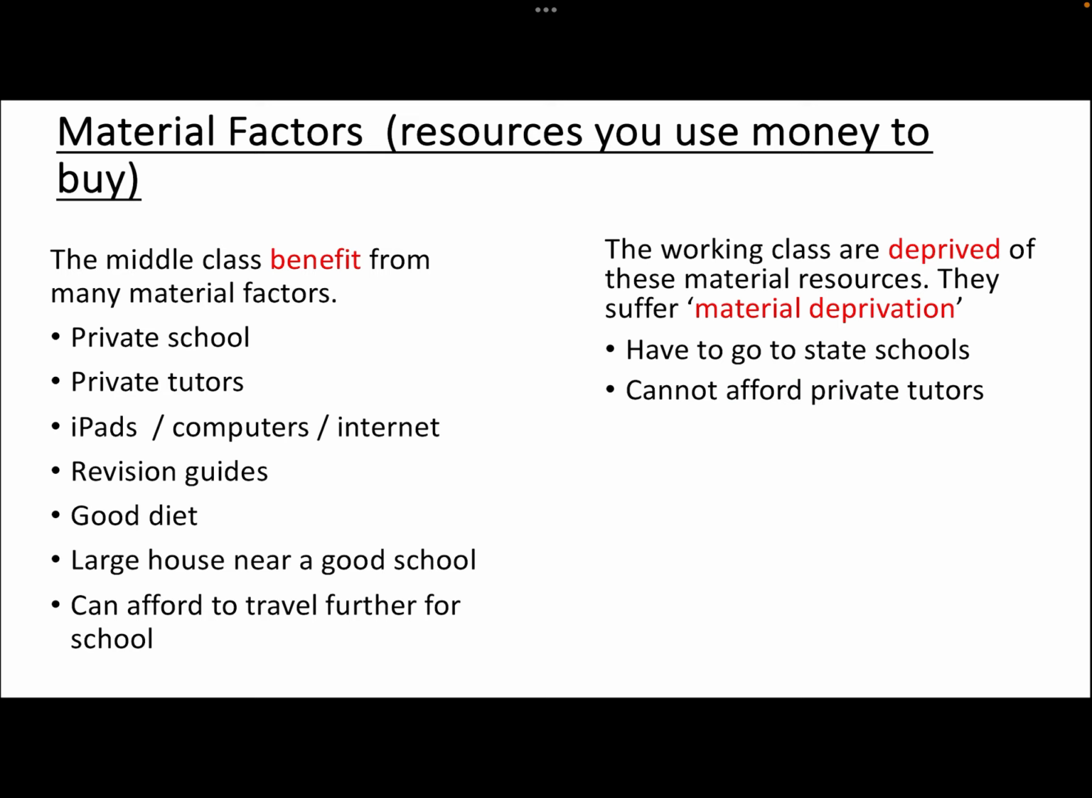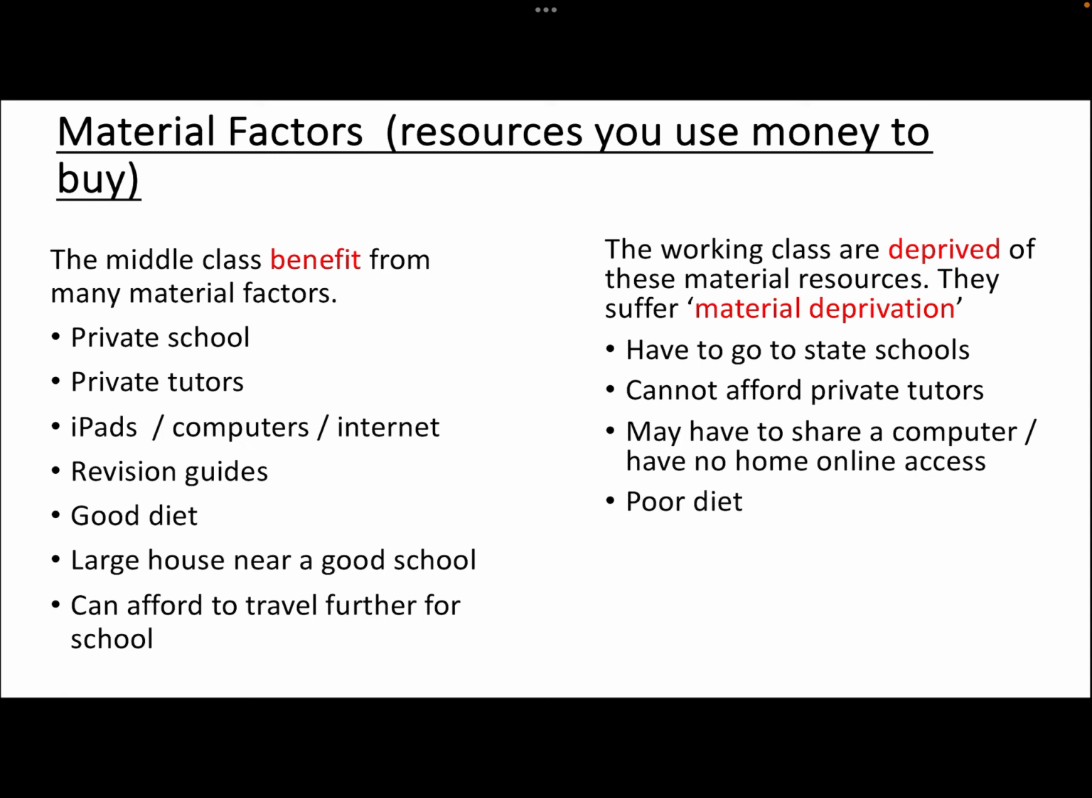They cannot afford private tutors, so if things aren't going great in English and maths, or any other subject, that's just the way it's happening. And they may have to share a computer, or they might have no home online access. They are limited to doing homework perhaps at school, in the library, or using their phone, but all of that might be problematic. They are more likely to have a poor diet because fresh food is expensive, like I mentioned before. Their parents might work really long hours because they've got low paid jobs, so they haven't got the time to cook nutritious meals, and it might be a case of a microwave meal here, a microwave meal there.